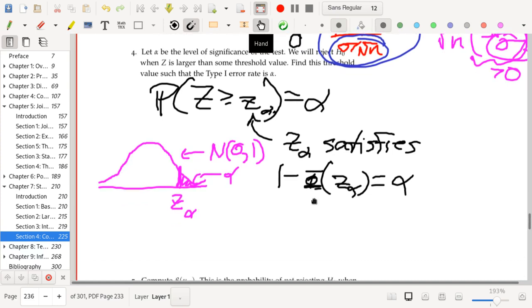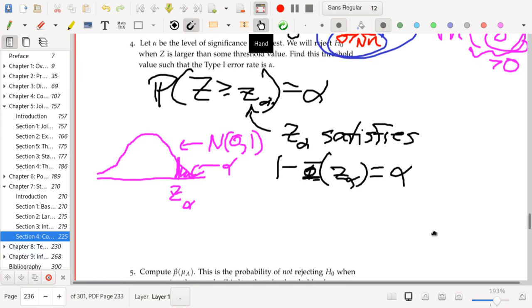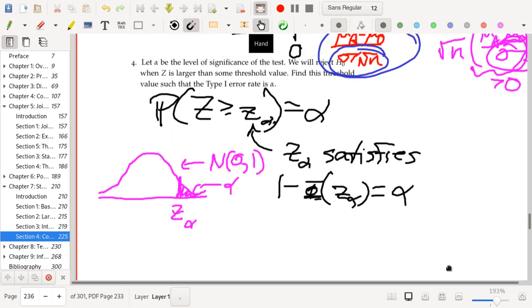So basically, if we observe a test statistic that exceeds this value, Z alpha, then we're going to reject the null hypothesis. And the probability of making a type 1 error, which is rejecting the null hypothesis when the null hypothesis is true, is going to be alpha in this situation. Since if the null hypothesis is true, Z is following a standard normal distribution, and the probability of being above this quantity in such a case is going to be alpha.